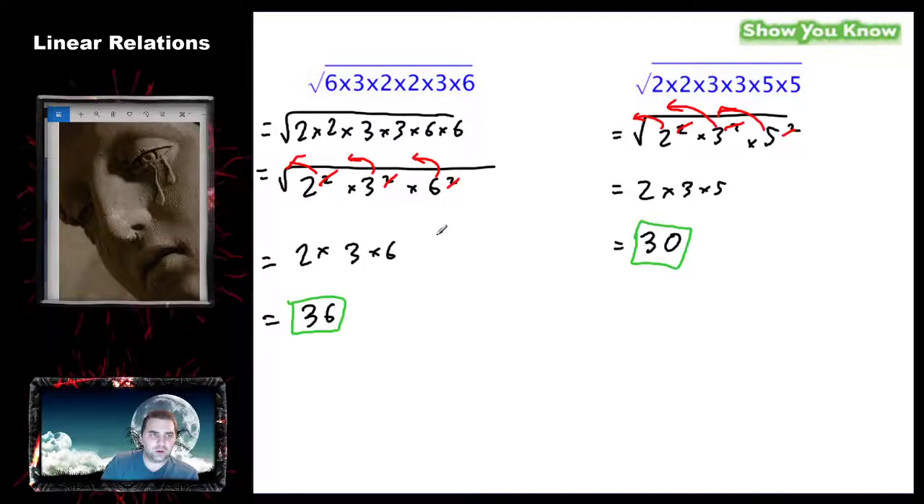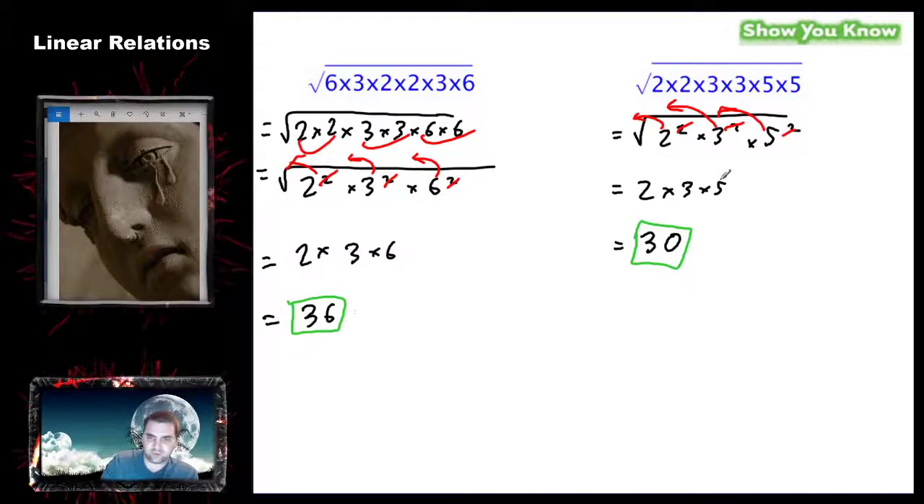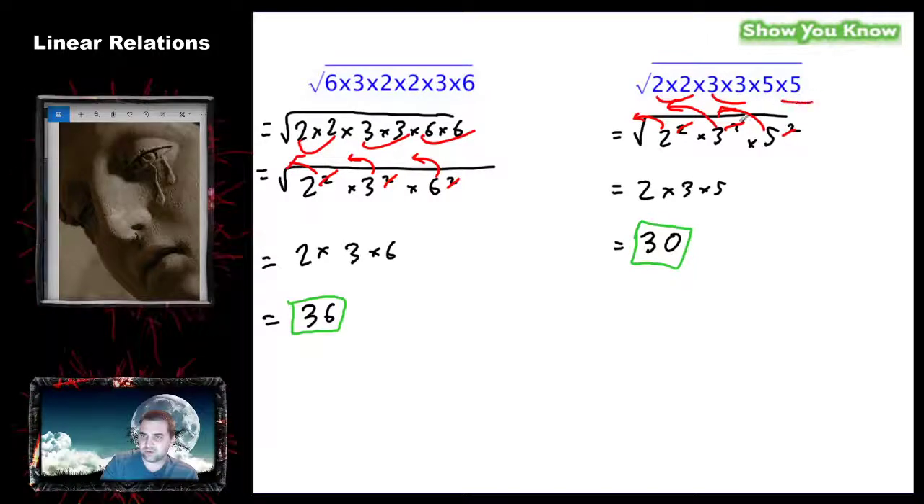Okay, here we go. So I paired them up, 2, 2, 3, 3, 6, 6, squared them off, and I end up with 36 here. These ones I paired up as well into squares. So 2 times 3 times 5 gives me 30, and that is the end.